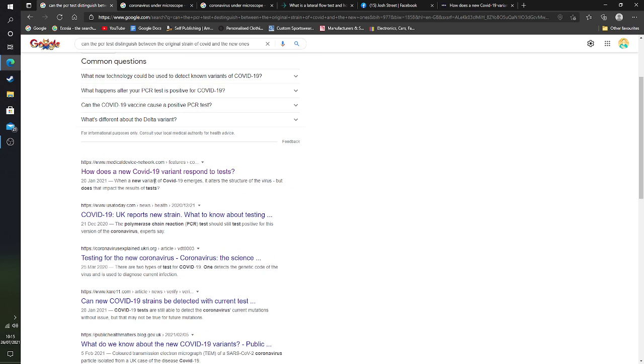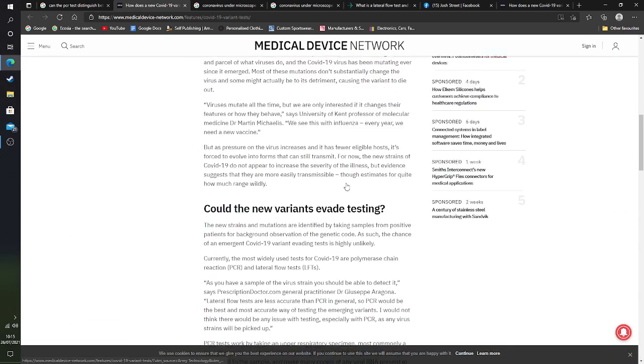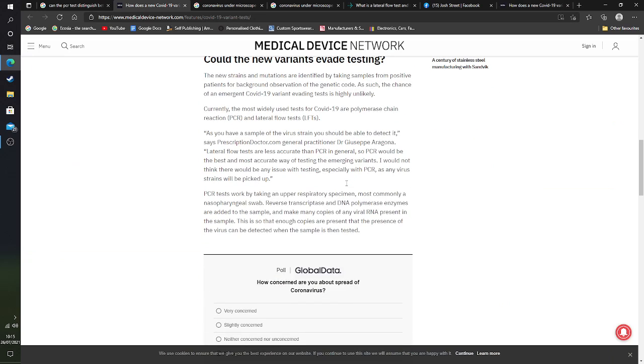So again, it's not really going to show me anything different than what I'm already looking at. Could new variants evade the testing? New strains of the mutation are identified by taking samples of the positive patient from the background observations of the genetic code. As such, the chances of an emergent COVID variant evading tests is highly unlikely.